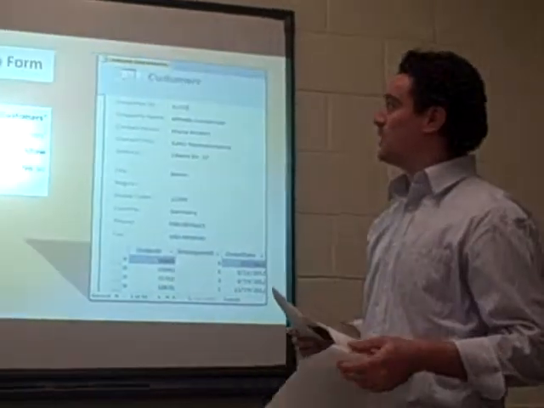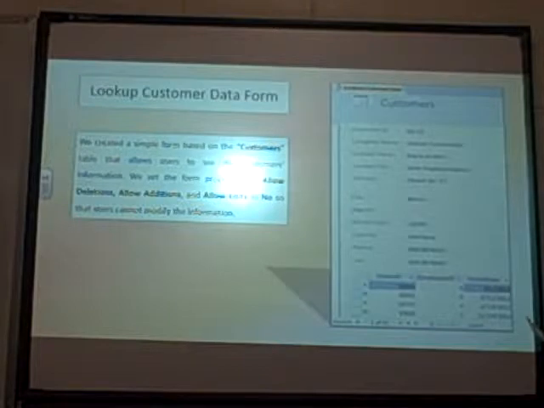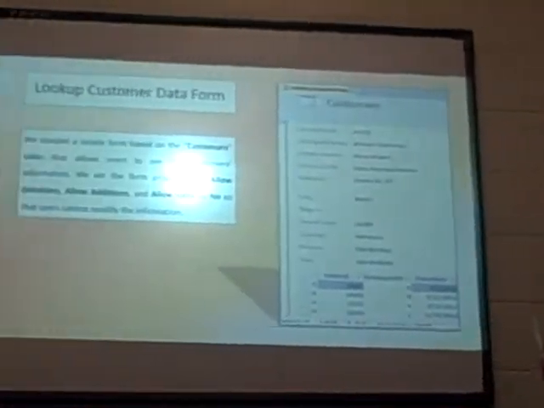So basically, right here we created a form that allows users to look at records for customers, but they are not allowed to enter any record or update them or anything. So for that, we created a simple form based on the customers table that allows users to see customers' information. We set the form's properties for allow deletions, allow additions, and allow edits to no, so that users cannot modify their permissions.